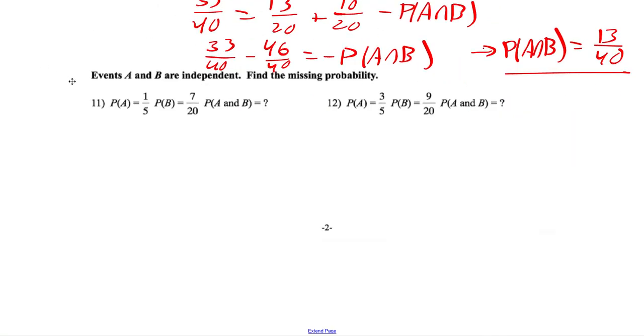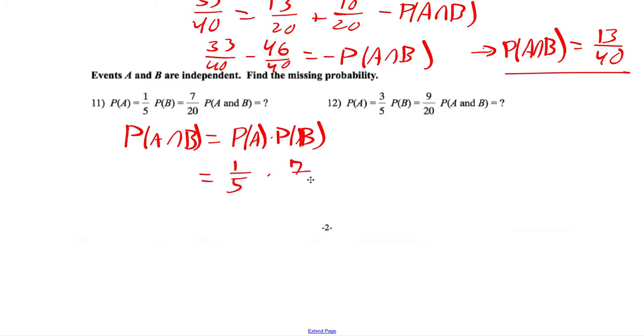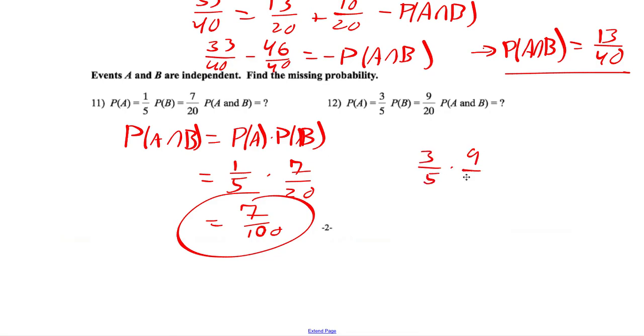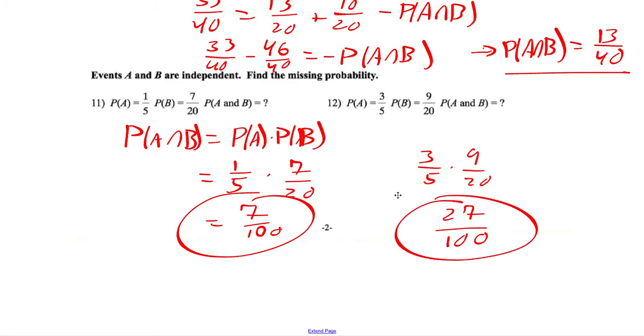These are independent, meaning we could just multiply them. So probability of A and B is equal to the probability of A times the probability of B for both of these. So this is equal to 1/5 times 7/20, which is 7/100. And same setup over here. This is going to be 3/5 times 9/20, which is 27/100. And those are the correct answers.